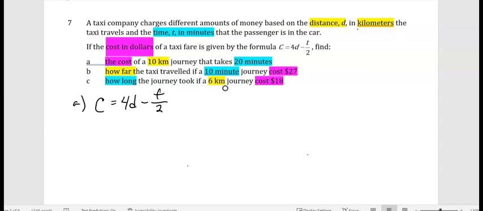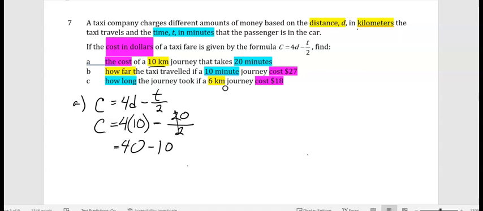So for A, we want to know the cost, so I'm going to leave C as C, but I'm going to replace D with the distance of 10 kilometers. I do that algebraically: 4 times that number in brackets, minus, that's a T, does that look like a T? Minus the time, we have 20 minutes divided by 2. So let's work those out. 4 times 10 is 40, and 20 divided by 2 makes 10. So 40 minus 10 is 30.